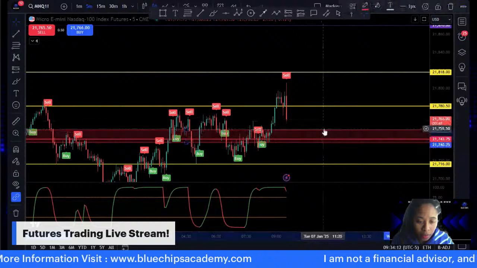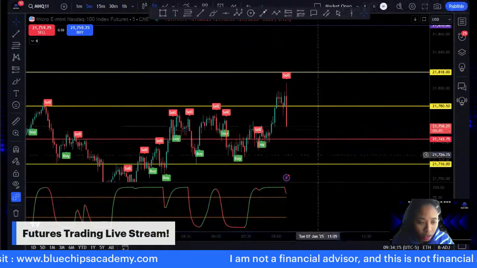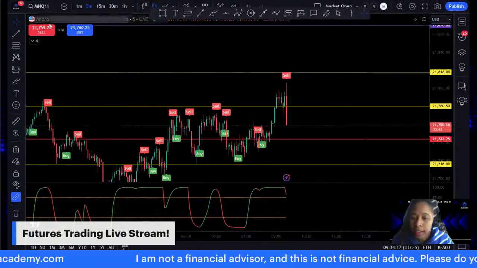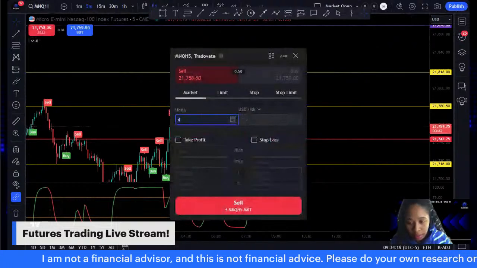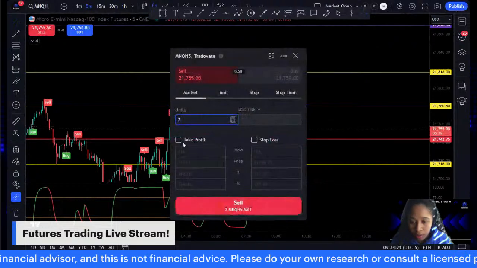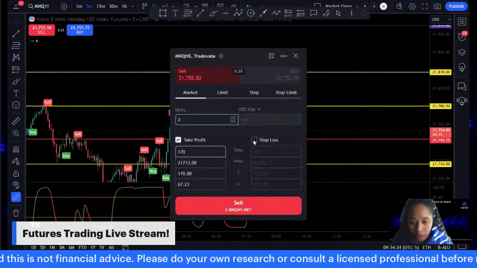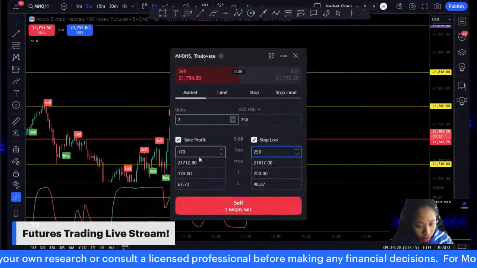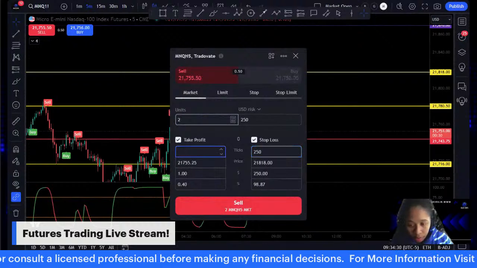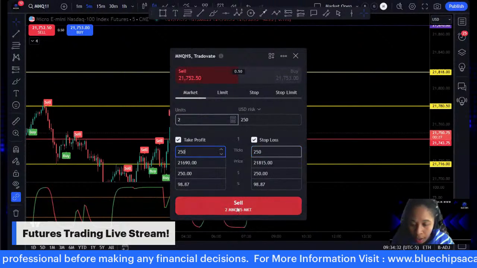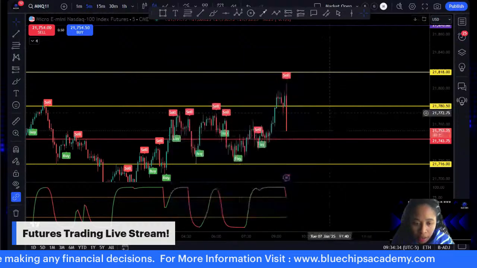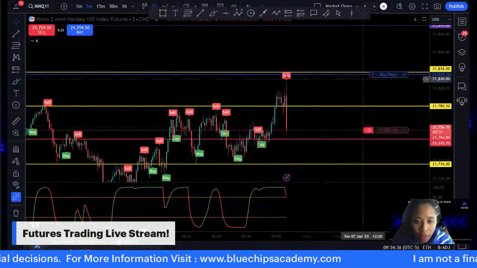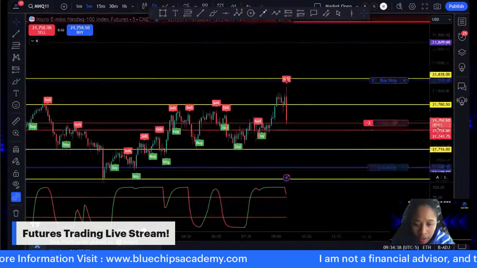Let me get rid of this. Oh, yeah, that's solid. Okay, guys, I'm getting into a sell. I am getting into a sell for this here, okay? I'm going to put my stop loss at 250, take profit at 250. I'm just gauging on where I am. I'm gonna adjust it once I'm in, guys. All right, so I'm in. Oh, that's a good area.